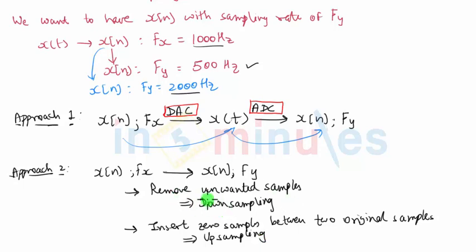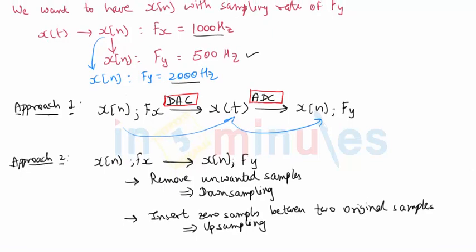So downsampling, you remove the extra samples and reduce the sampling rate, and upsampling, you insert the zero samples and increase the sampling rate. This approach no doubt seems to be much easier and better compared to the previous one, simply because you don't have to go through analog domain. Just by staying in digital domain, we can carry out up conversion, up sampling or down sampling.